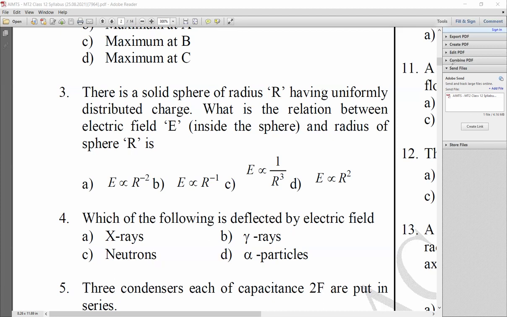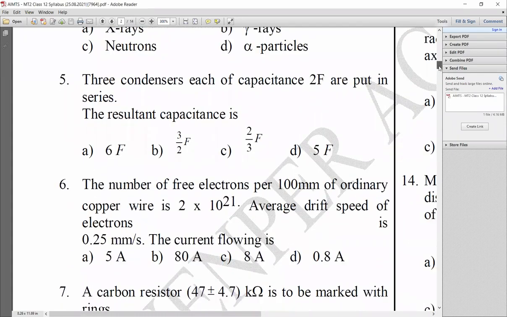Next, number 4. Number 4 is done. Number 5. 3 condensers. Condensers are nothing but capacitors. Each of capacitance 2 farad are put in series. All 3 are kept in series.